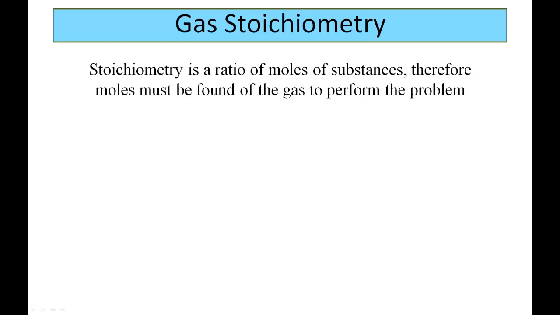Gas stoichiometry. This is nothing different than stoichiometry that we've always done, except in this case we're not going to be finding grams of something. We're generally going to be finding the volume of a gas or the moles of a gas or something like that. So all you got to remember is stoichiometry is a ratio of moles of substance. So if you need to find the moles, find the moles. Let's go through the first problem.